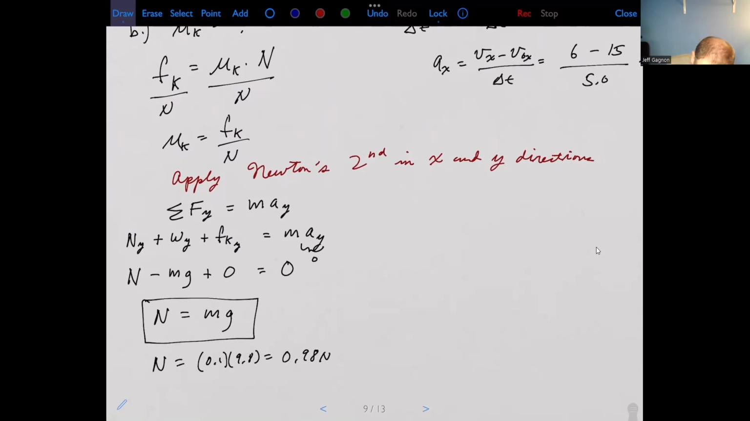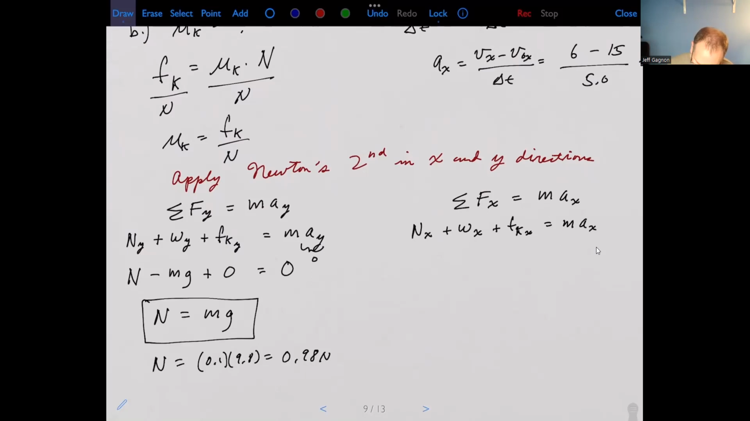Now let's do the x direction, sum of the forces in the x direction acting on that puck. So again, when you're first learning this, I would write everything out. So I want the x component of the normal force plus the x component of the weight plus the x component of the kinetic frictional force. That's going to equal m-a-x. Even though some of these terms might be zero and you can kind of skip this later, but for now, I would just write everything out.